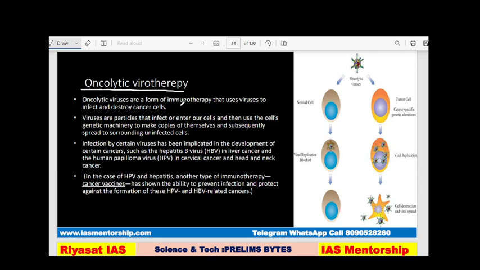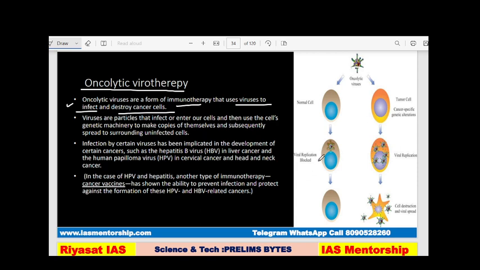It's a type of immunotherapy which uses viruses to infect and destroy cancer cells. Remember it. It makes use of a virus, and through that virus they are destroying the cancer cells. Understood? Fine. Now basically what is happening with the virus is written there. See, this is your oncolytic virus therapy.